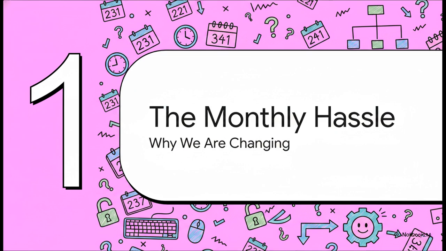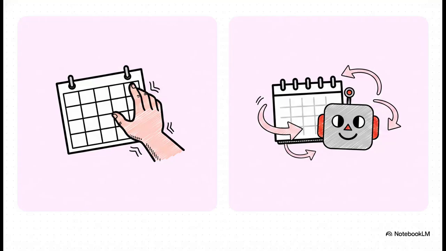The monthly update hassle. Why we are changing. Okay, let's dive into this. We all know the drill, right? It's the first of the month, and someone has to manually navigate to the general ledger setup to type in new, static posting dates. It's repetitive, it's tedious, and frankly, it's an open invitation for typos. But the difference with this new approach is literally night and day.